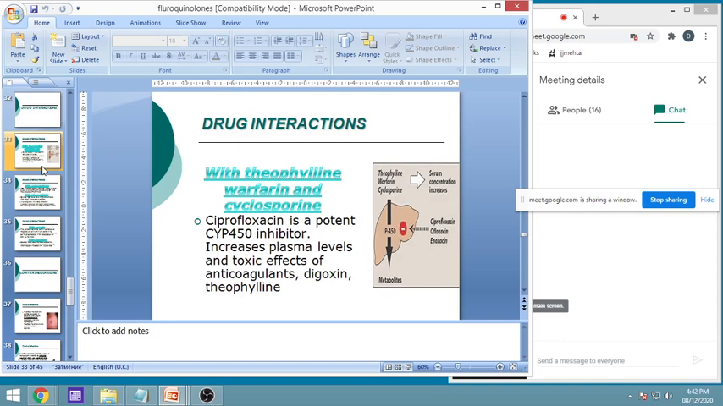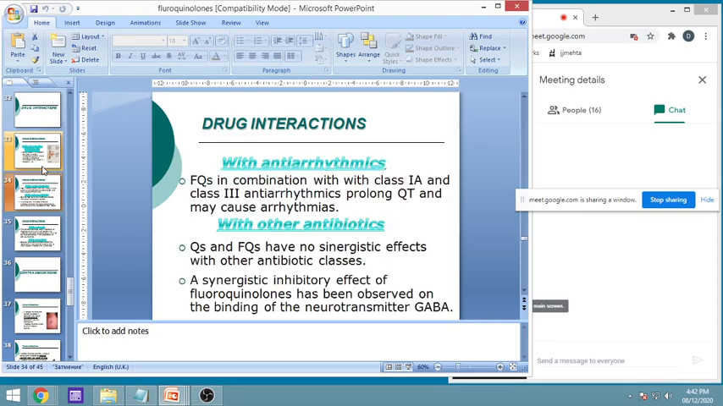Drug interaction wise, it has interactions with theophylline, warfarin, cyclosporine, etc., because this is a potent cytochrome P450 inhibitor. It increases the plasma concentration, and therefore the toxic effects, of anticoagulants, digoxin, theophylline, etc. Because of this, it will not allow metabolism to happen as usual, and so the drug will be slowly excreted. These drugs are affected in the liver, that is, by cytochrome P450 mediated actions.